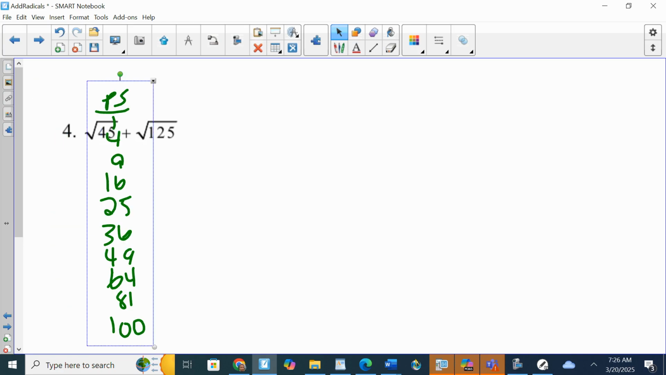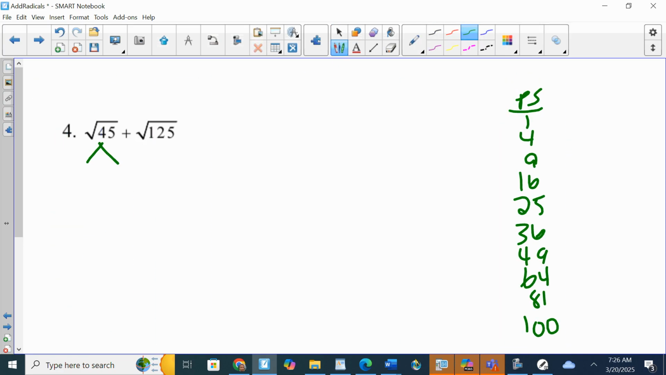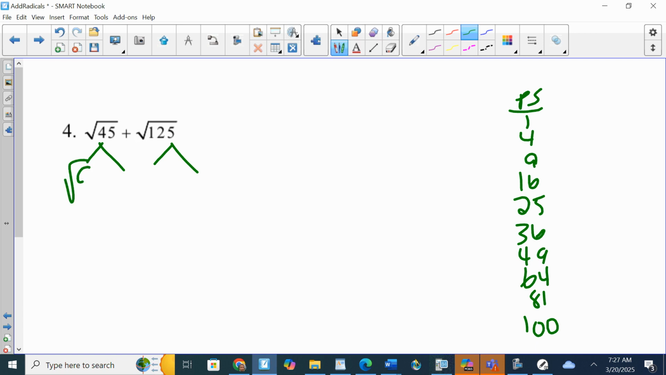Get my perfect squares back. I want to reduce radical 45 because right now they don't have the same radicand. So again, I can use my calculator trick. If I go to y equals, I type in the number divided by x. I'm looking in my y column for the number that's on my perfect square list. So I see 9. So 9 is my perfect square. 9 times 5. Radical 125.